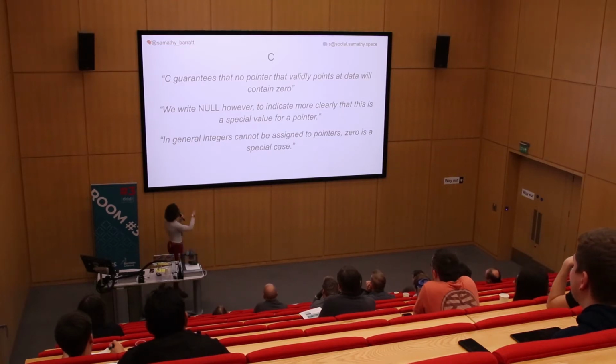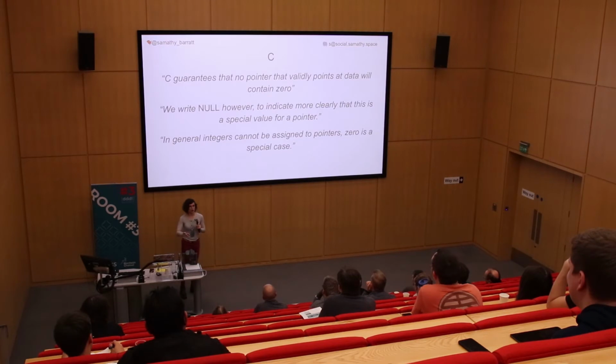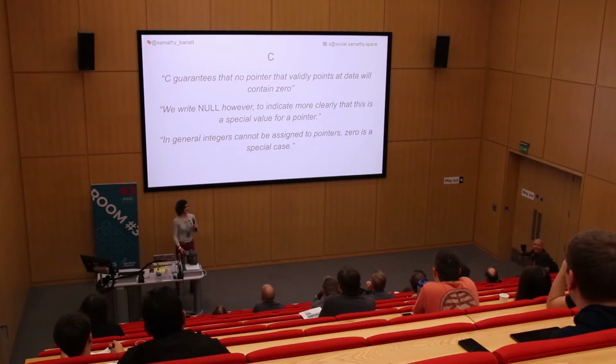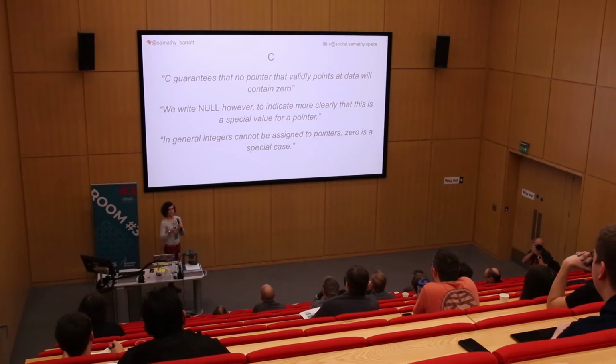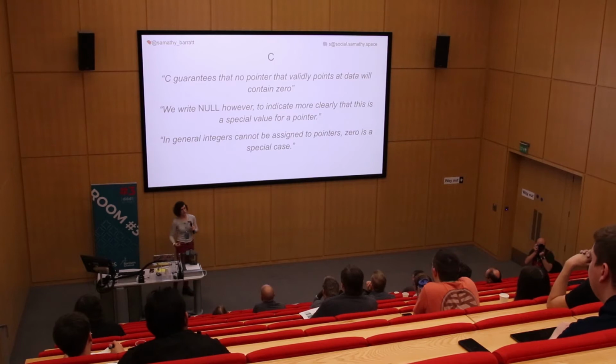You'll notice that there's a really important word up there. We write null. There's nothing stopping you not writing the word null at all. You could write anything you wanted, as long as it's an integer. C will quite happily let you assign integers to pointers, even though it says you can't do that. Because it allows you to use 0 as a special case. And because it allows you to use 0 as a special case, it allows everything else.